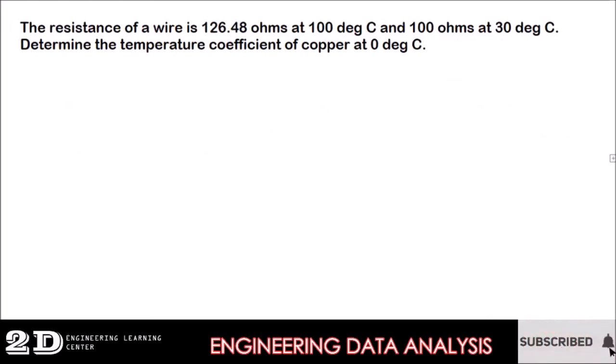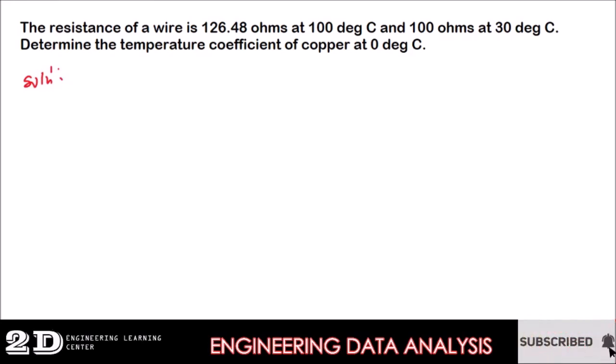Wire is 126.48 ohms at 100 degrees Celsius and 100 ohms at 30 degrees Celsius. So determine the temperature coefficient of copper at 0 degrees. So we have here our solution.